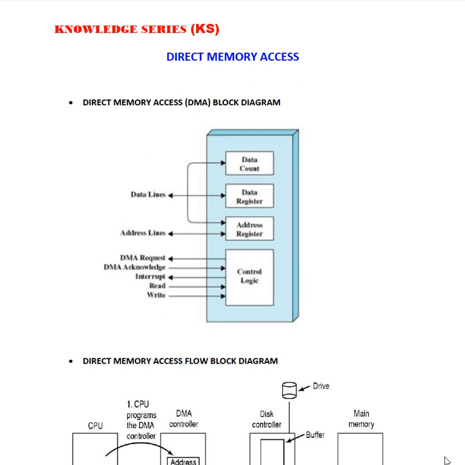Direct memory access is a module that exchanges data between the memory and the input-output modules. With the help of direct memory access, we can allow the CPU to do various other tasks, so that instead of the CPU handling the input-output transfer, the direct memory access performs that particular task.